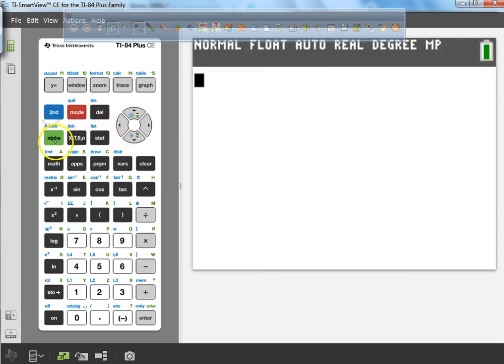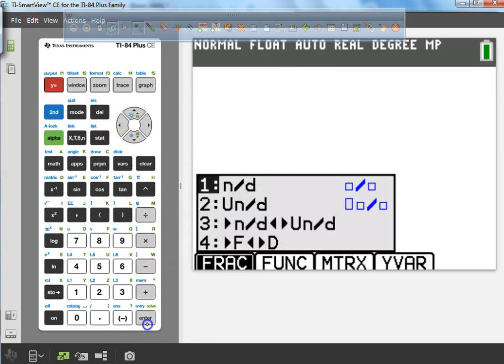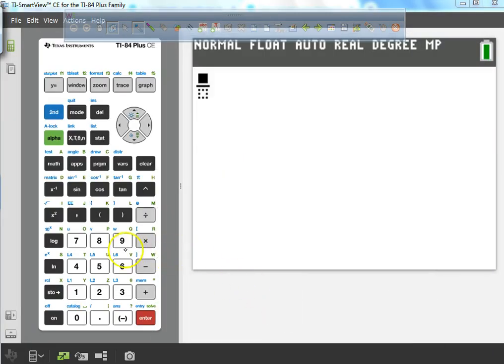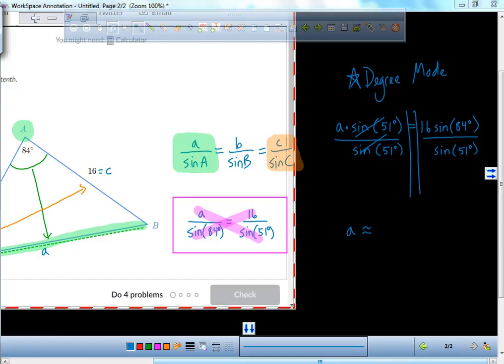And then hit alpha y equals enter. In the numerator, we're going to type in 16 sine 84. So I'm just going to type in 16 sine 84. In the denominator, I'm going to type in sine of 51.